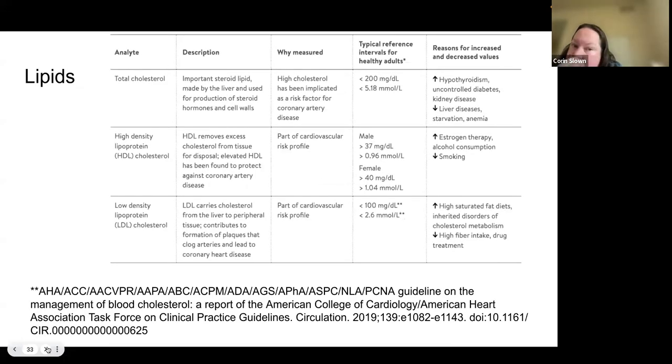And then we've got lipids. So your total cholesterol, you're probably familiar with HDL or LDL. So high density lipoprotein and low density lipoprotein. Each of these components are tied to the metabolism of cholesterol and then why we might measure them. So sometimes they're measured generally as part of a cardiovascular profile. Sometimes it's because there's a risk factor associated with coronary artery disease, or sometimes there are associations specifically with dietary impacts.